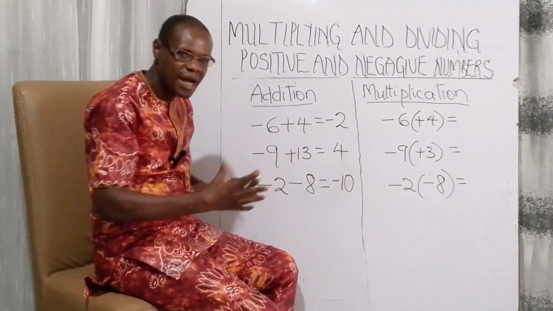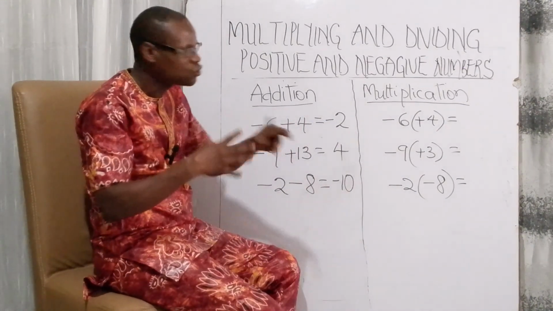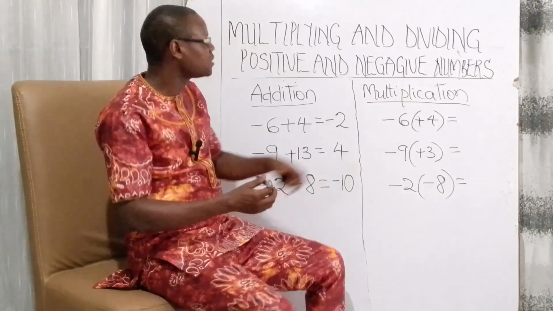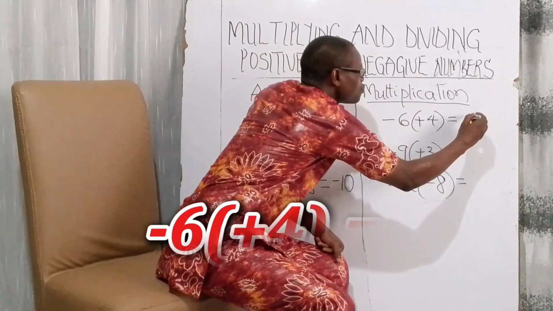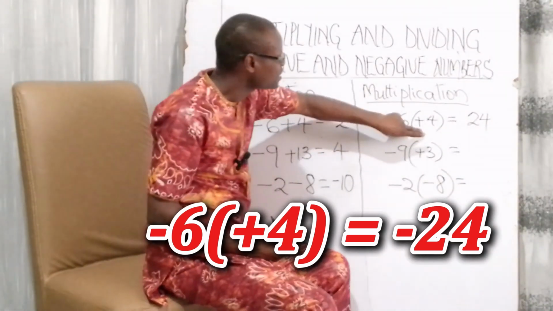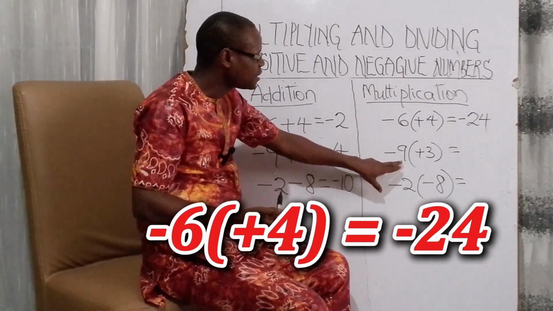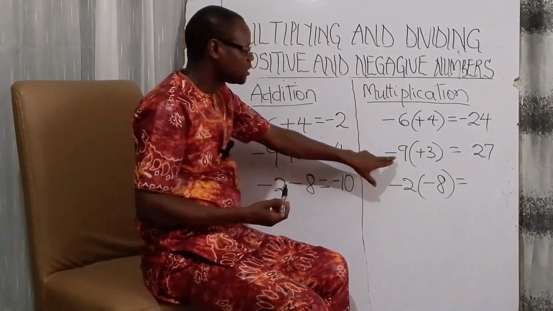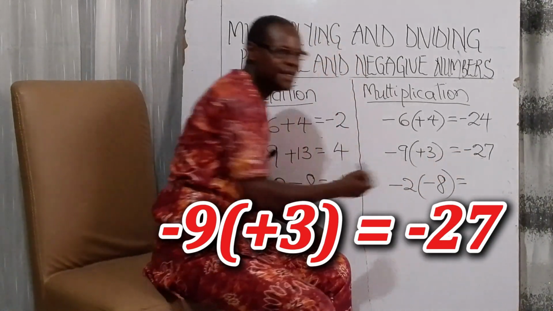But in this case where we are multiplying the numbers together, because this bracket is telling us that we should multiply the two numbers together, the rule of multiplication should apply here. Now, when you take a look at this, -6 multiplied by 4, so 6 times 4 will give us 24. Since the two signs are different, our answer becomes -24. And in this case, 9 times 3 will give us 27. So the signs are different, negative and positive. Definitely our answer here becomes negative.